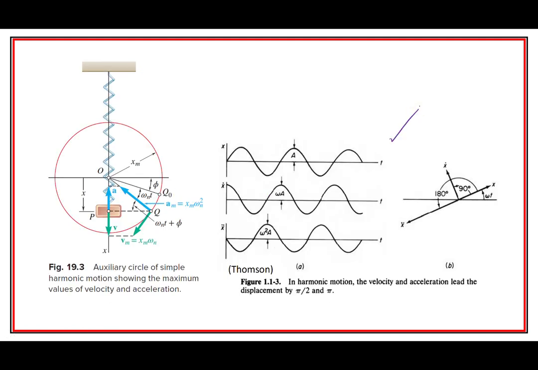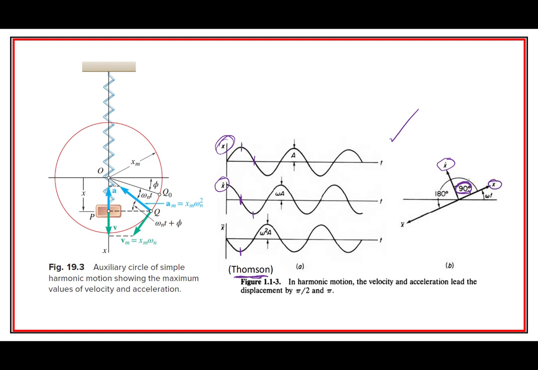We've already covered this one. This is out of our textbook, out of Thomson, where we see here's our position. And we already know to expect that when we get to this maximum right here, we're going to get a 0, and we're going to get a minimum right there. So it's easy to see that the velocity here is 90 degrees ahead in terms of phase of the position.